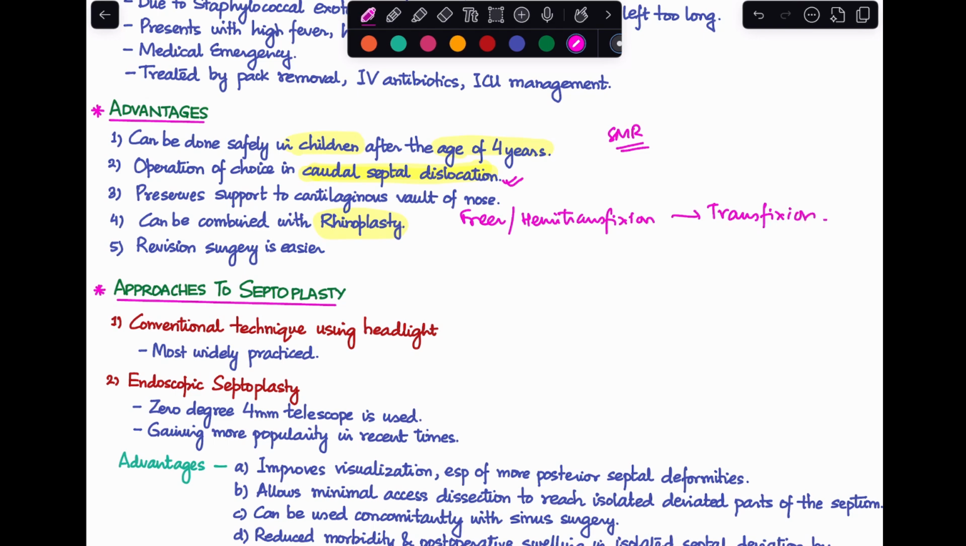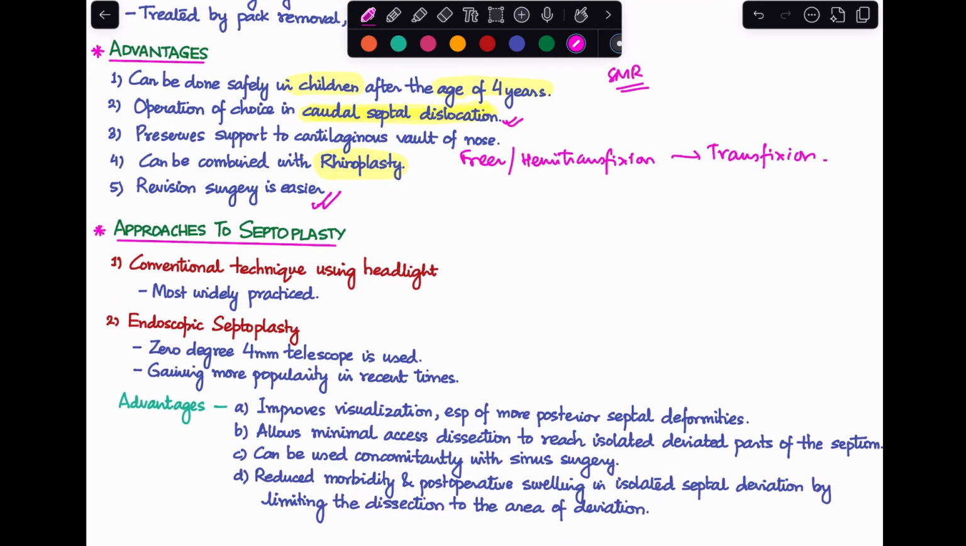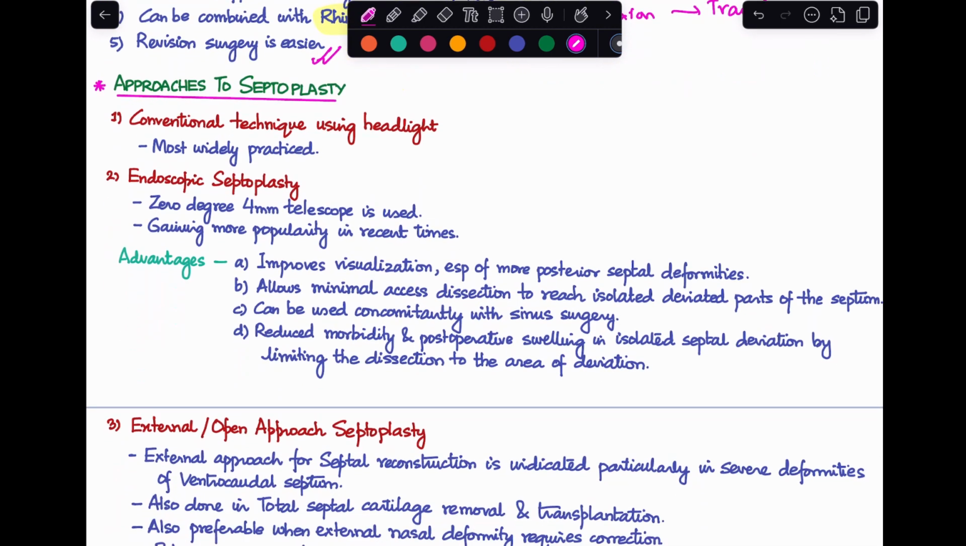And lastly, revision surgery is really easy to do in septoplasty because this has been a conservative procedure. So these are the different advantages of performing septoplasty over SMR. Lastly, let's talk about what are the different approaches that we have towards septoplasty. So first one is the very common one that we practice the most in today's times, which is the conventional technique using the headlight. This is what we have been widely practicing.